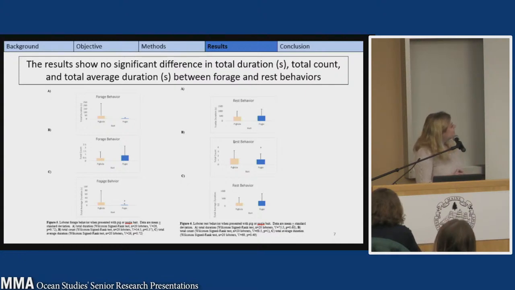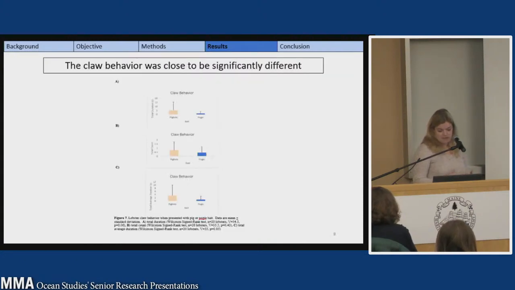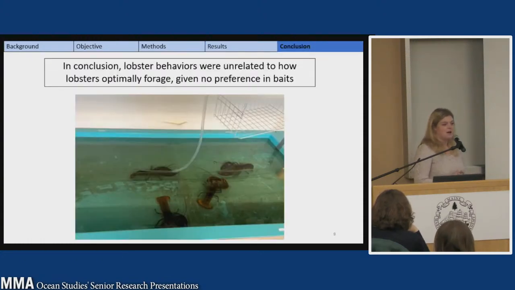And as for figure 6, it's kind of the opposite, the lobster tended to spend more duration around the pogie rather than the pig hide. But as for the claw behavior, this one was almost significantly different with a p-value of a little bit over 0.05, but it turned out to not be significant. But you can see visually in figure 7 that the lobster spent more duration around the pig hide, as well as how many times they spent around the pig hide was greater than the pogie as well.